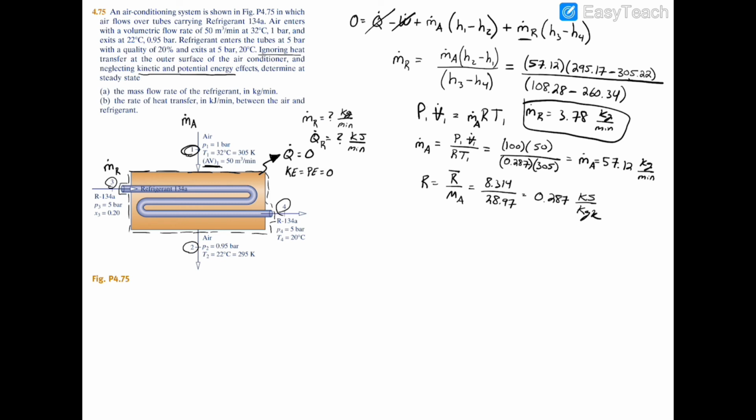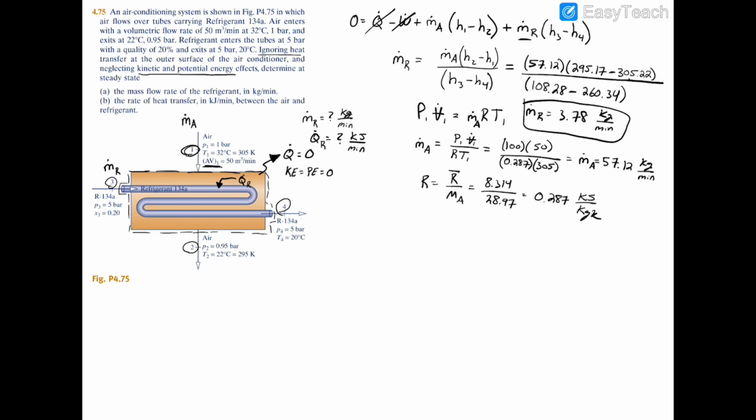So once again, in part B, what we're looking for is the rate of heat transfer between the air and the refrigerant. So I'll go ahead and draw that on the schematic. So remember that heat transfers from hot to cold, always. So therefore, in the case of this heat exchanger, it's going to be transferring from the air, the hot air or warmer air, into this cold refrigerant. And we're going to call this Q dot R.